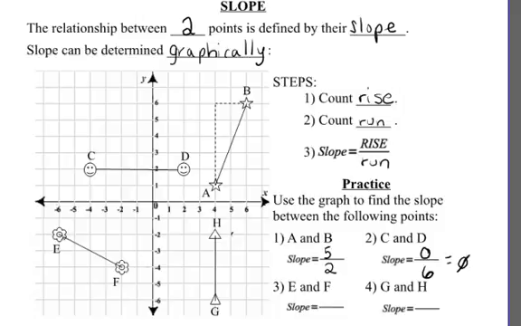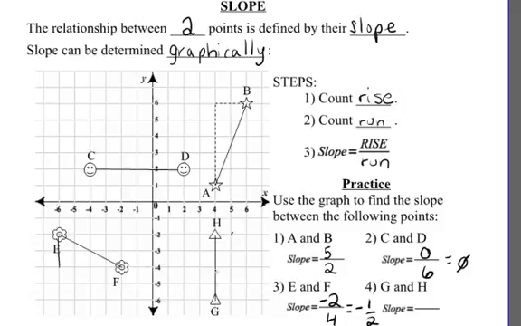E and F. How far do we have to rise to get from E to F? Well, we actually have to go down to get from E to F. We go down 1, 2. We're going down, so that's going to be negative 2. Go over 1, 2, 3, 4. Negative 2 divided by 4 reduces to negative 1/2. Okay, and then lastly, we have G and H.